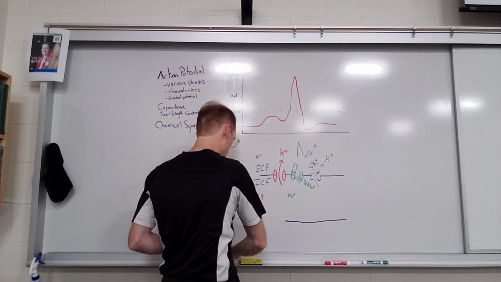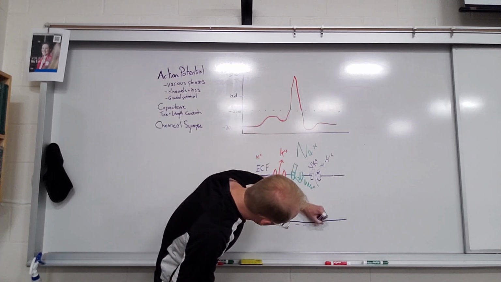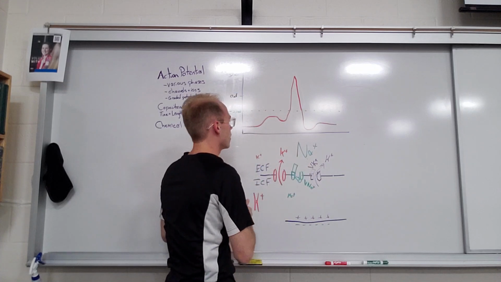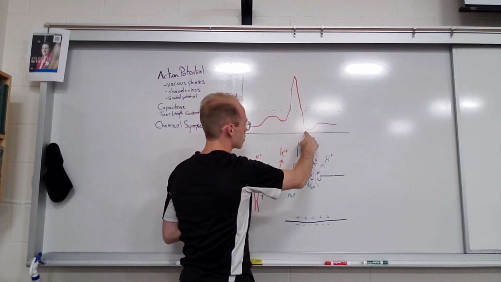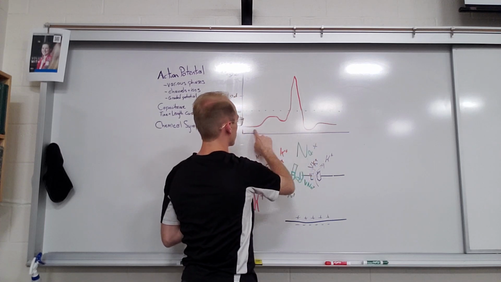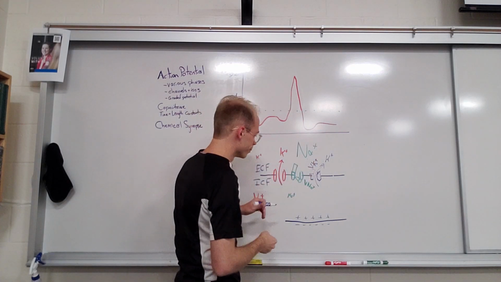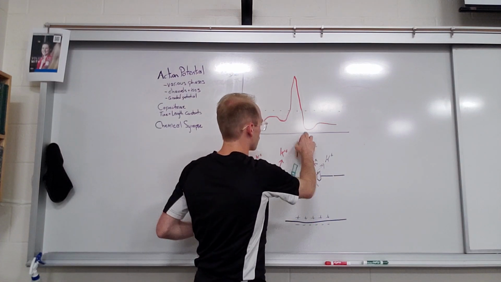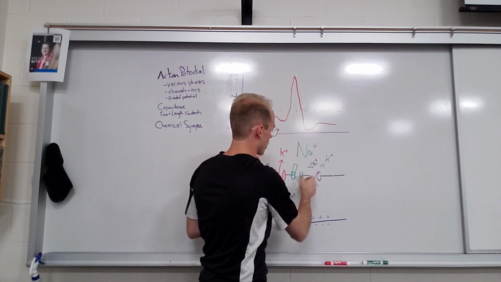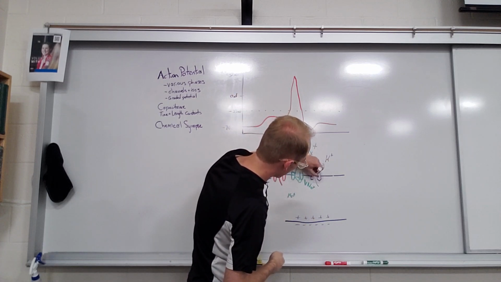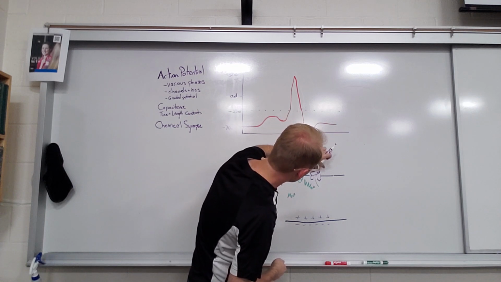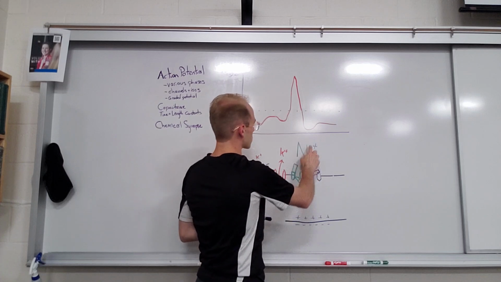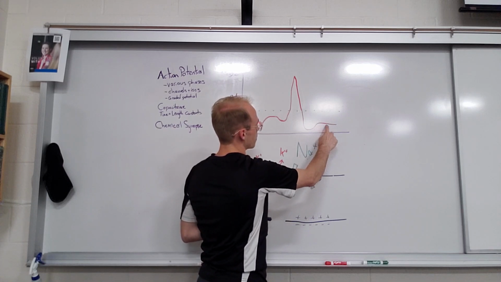And then eventually you have a buildup of negatives on the inside, buildup of positives on the outside, and it actually goes so far as to go even lower than our resting membrane potential. And then eventually, once it hits a certain point here, these will close up again. So we'll remove that. And then because of this leak channel, it'll slowly rise back up.